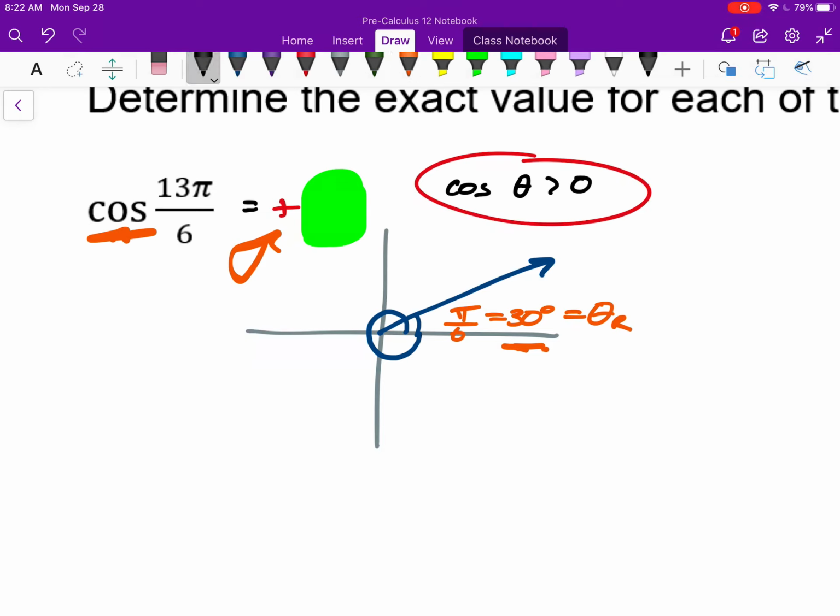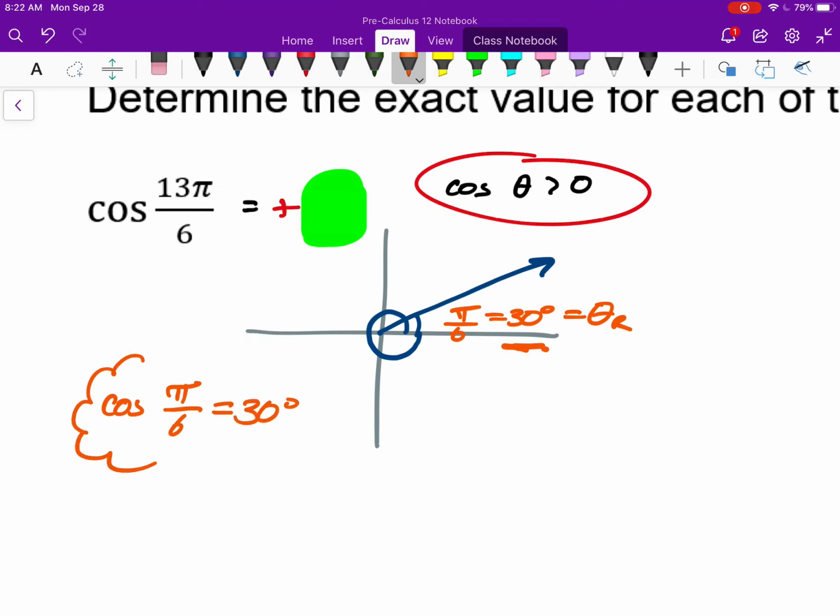And the cosine of 30 degrees, from just looking at what we looked at before, is root 3 over 2. So I'll say the cosine of pi over 6, or 30 degrees, equals root 3 over 2. Once I have that, ideally from memory, then I know this must be root 3 over 2. So the cosine of 13 pi over 6, or the cosine of 390 degrees, is root 3 over 2.